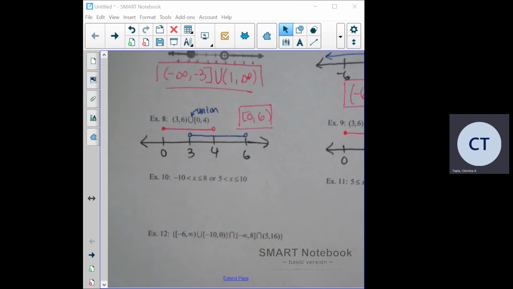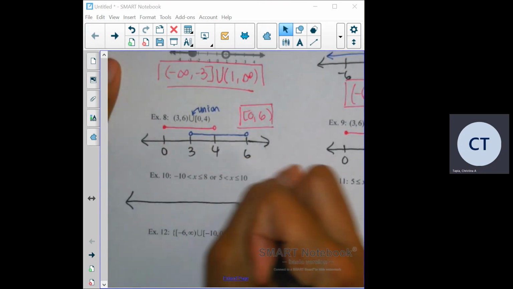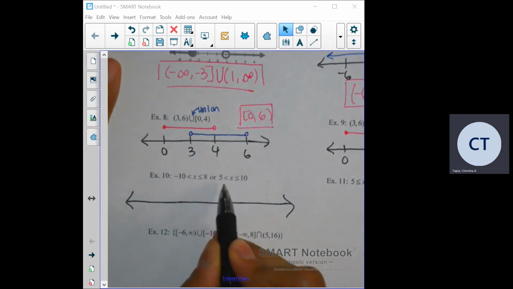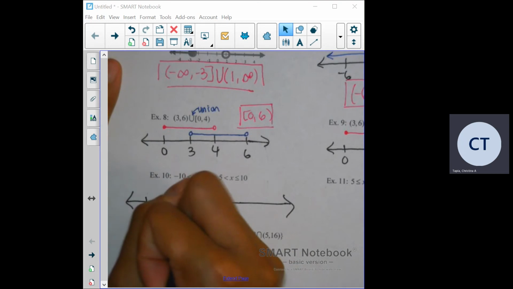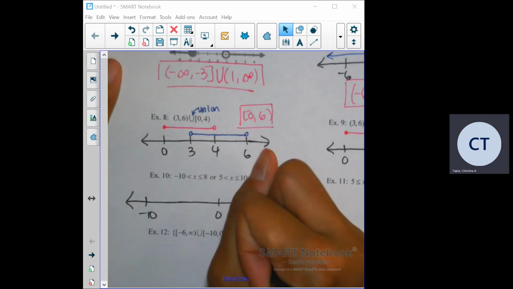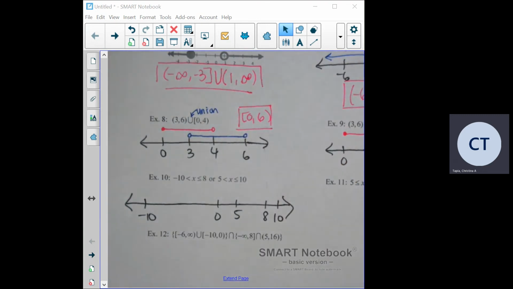So for number 10, all right, I'm going to make a big number line. We're going to have quite a few things that we're going to draw on here. I'm going to have the numbers -10, 8, 5, and 10. Okay, so let me put -10, 0, and 10. Put 5 here and 8 here. I just want to give you a visual on what's going on.